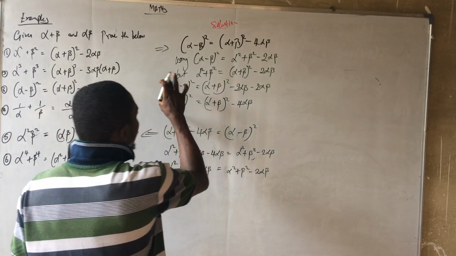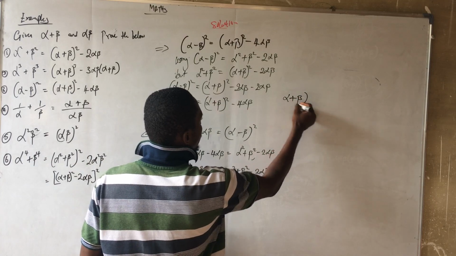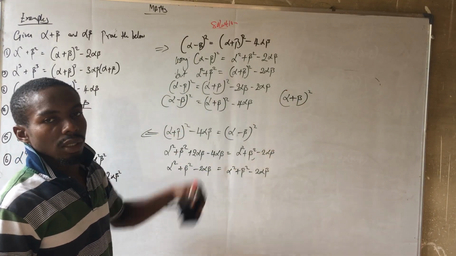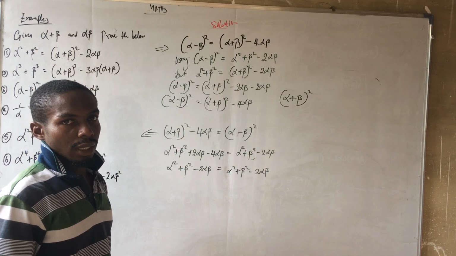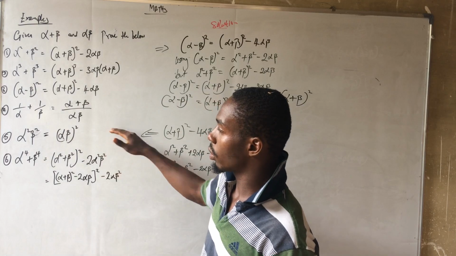So we have seen this, and I want you to try something. I want you to try proving this with (alpha plus beta) all squared. Try proving it to get this. It is possible. Just try it. My next video I'm going to be proving from number 4 to number 5.